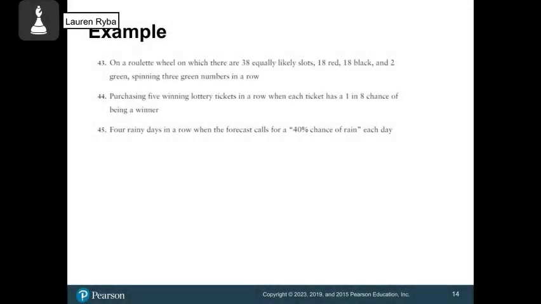On a roulette wheel, there are 38 equally likely slots, 18 red, 18 black, and 2 green. We want to spin 3 green in a row. Well, we have 2 greens out of 38 in the first spin. The next one still is going to have 2 out of 38. And then the third one's also going to have 2 out of 38. The number of greens in the wheel does not change.